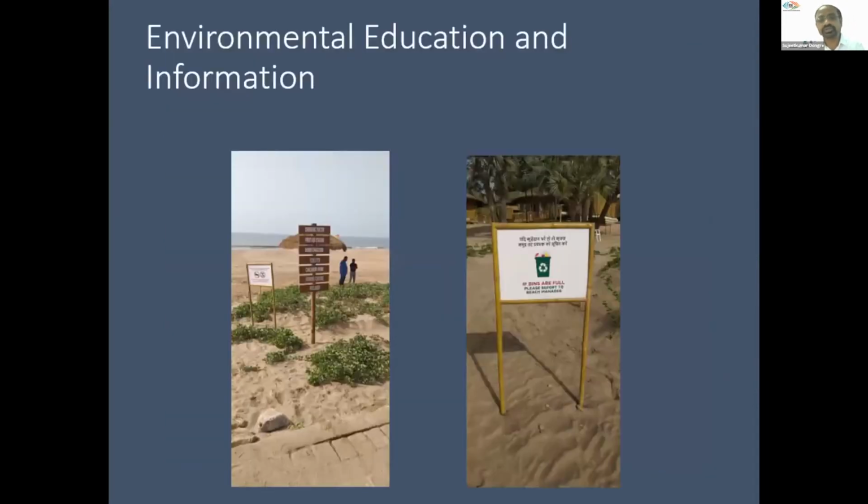Most of this, you can see, the information is put up on all the beaches so that people will know which are the places where we should go, where the facilities are available. We also have several other things.